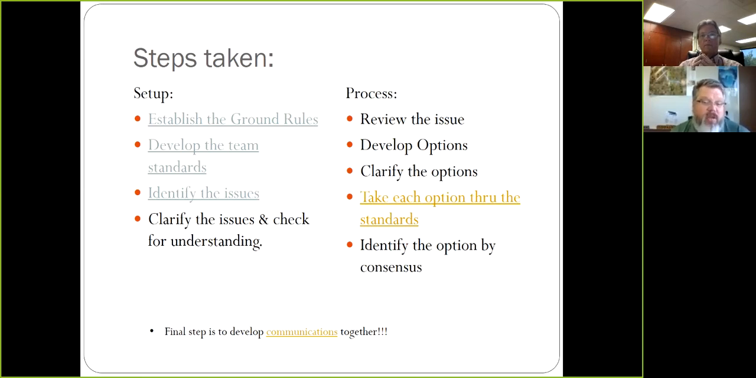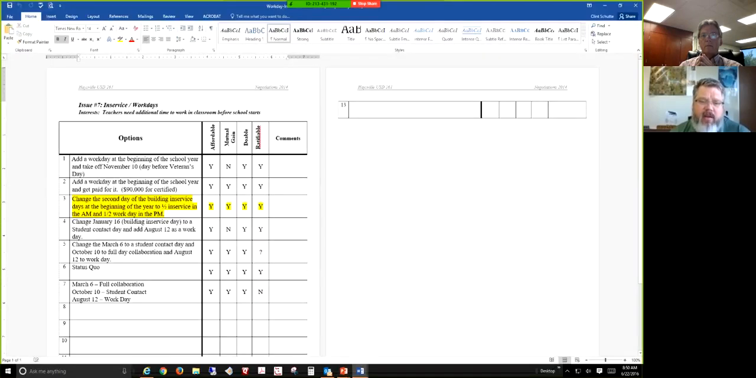Because we open this up to complete brainstorming, creativity. When you develop an option, any member of that team on either side can have an option, and they put it up there. And when it comes to clarifying that option, they are the ones who describe it. If you have a question on it, they'll tell you what they meant. And it really is important for us to take that through. And then you take it through the standards.